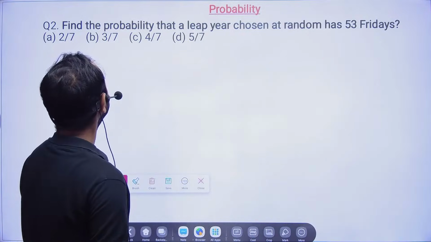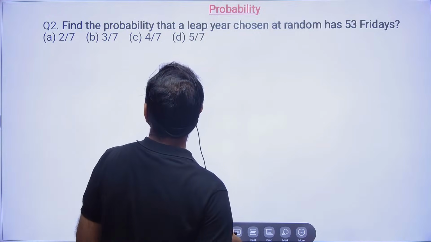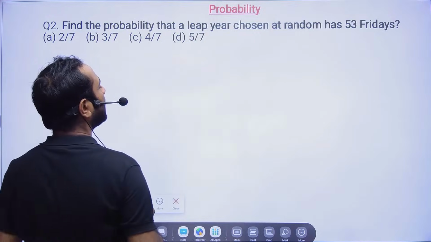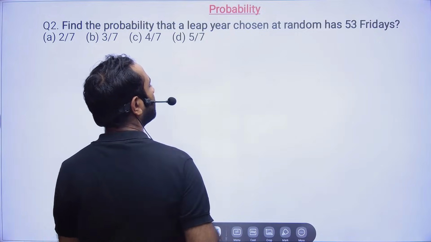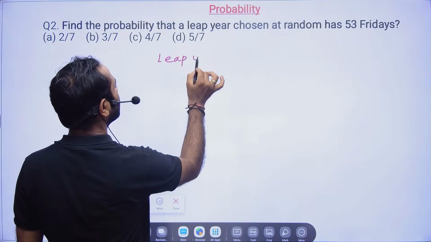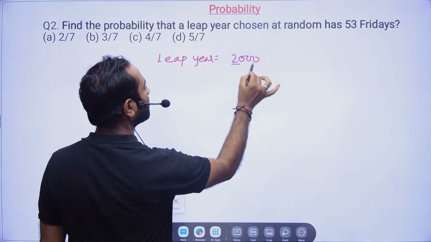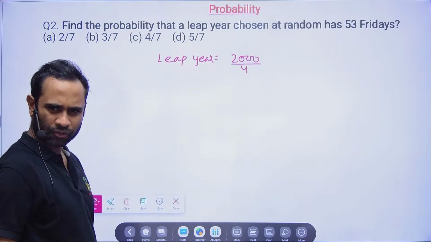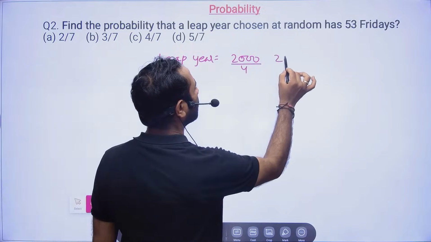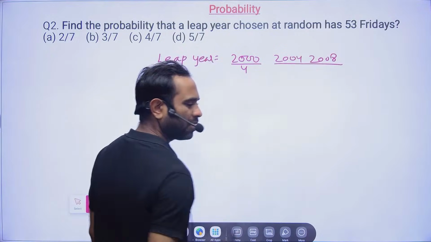Cool. Now here you see, there are some answers, 5 by 7, 2 by 7. Find the probability that a leap year chosen at random has 53 Fridays. First of all, let's see what a leap year is. A leap year is a year which is divisible by 4, like 2000, 2004, 2008. All are leap years because they are divisible by 4.